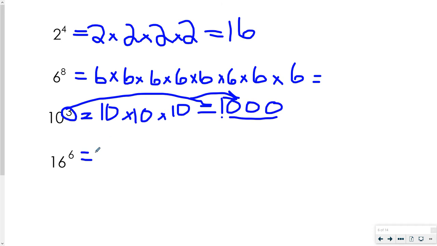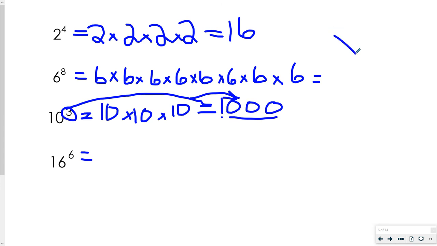Super easy. And then 16 to the 6th, I'm going to leave that for you to write out in your notes, simply because it's going to take me forever to write 16 6 times. Okay, but it would be 16 times 16 times 16 times 16 times 16 times 16 equals, and then write whatever, you can do it on a calculator, and get your answer.